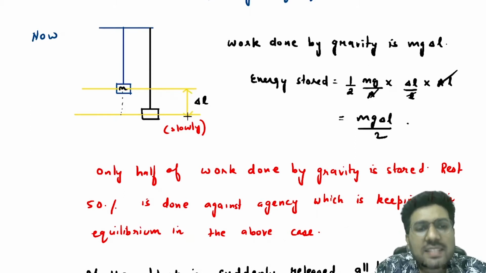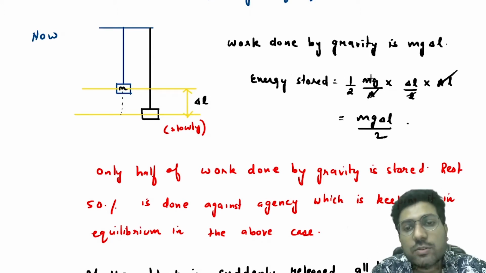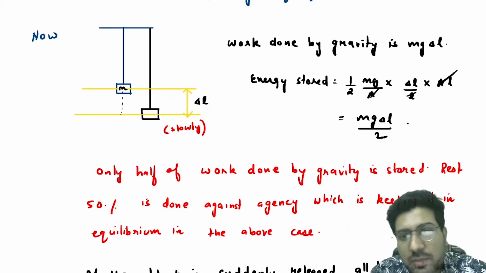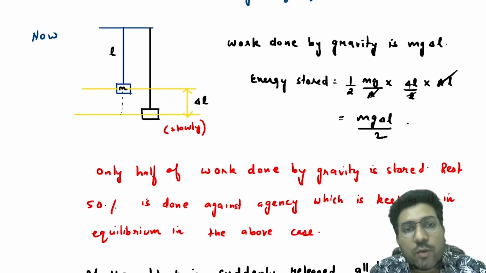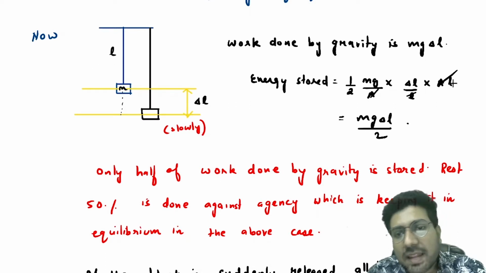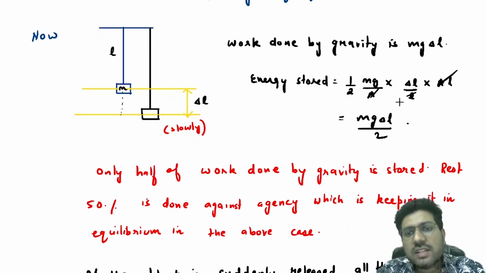In displacing delta L, what is the energy? Energy stored is half into stress. Now stress is mg by A, right? Into strain. Strain is delta L by original length, suppose L. Into volume. Volume is area of cross section multiplied by length, AL. AL cancelled. So you will get mg delta L by 2.